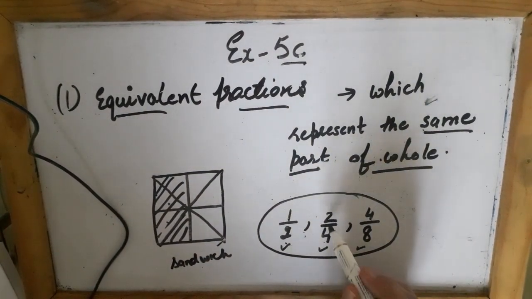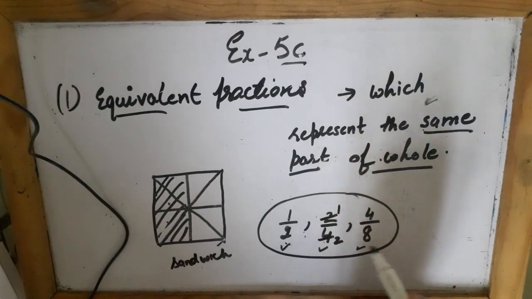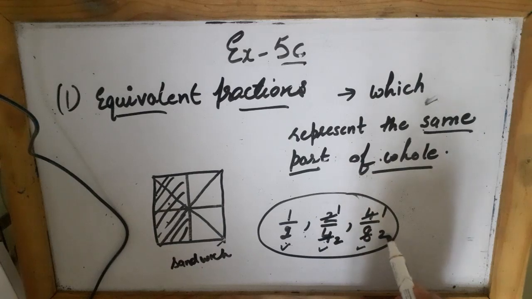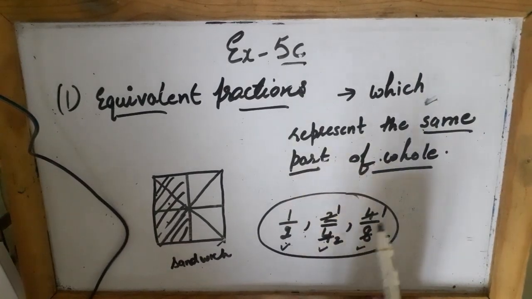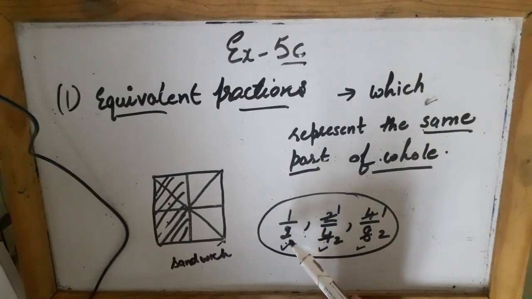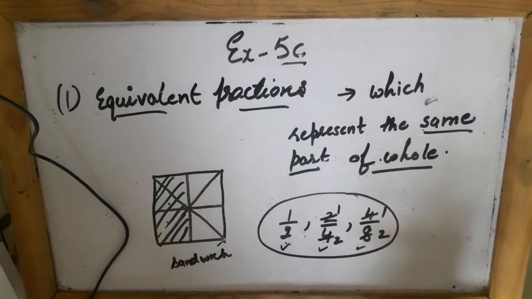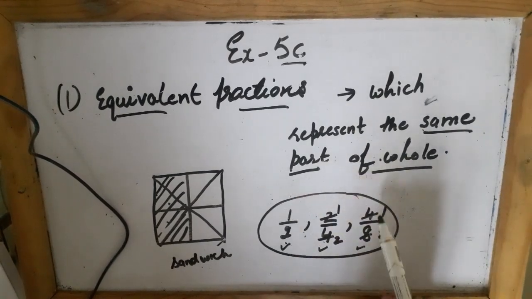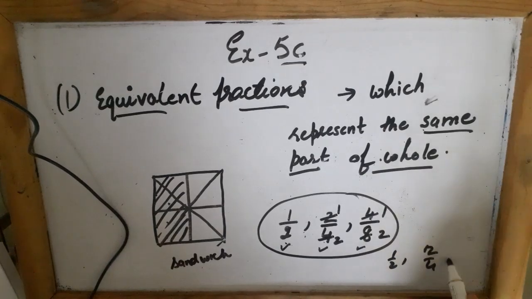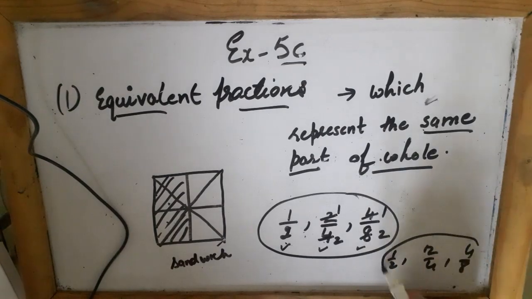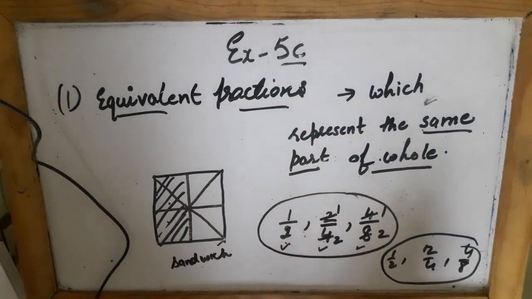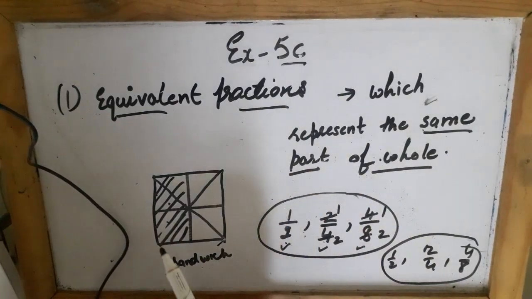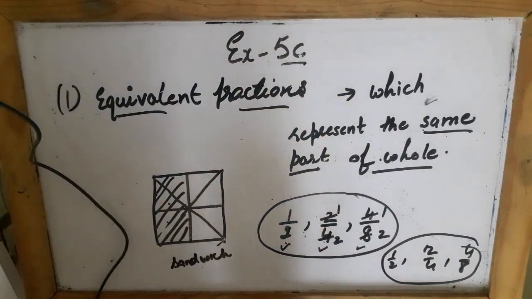Now if I simplify them, look at this. 2 1s are 2, 2 2s are 4, 4 1s are 4, 4 2s are 8. So all of them are representing the same fraction after simplification: half, half, half. So 1 by 2, 2 by 4 and 4 by 8 all are equivalent fractions because they are representing the same part of the whole.